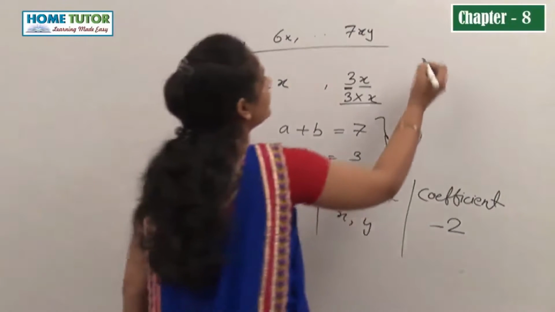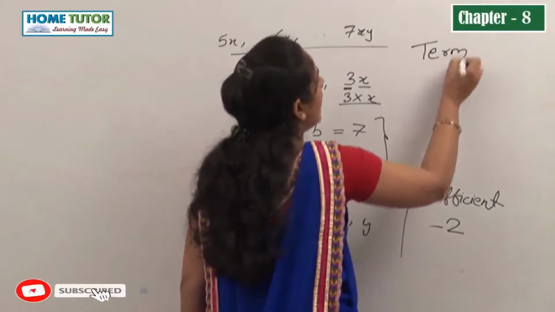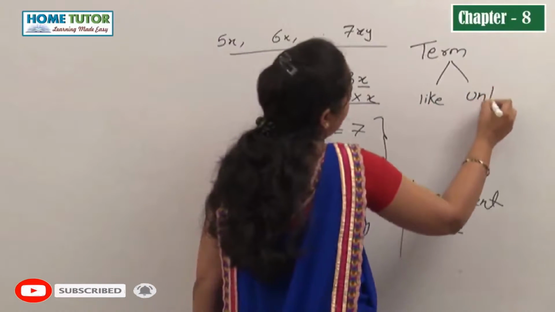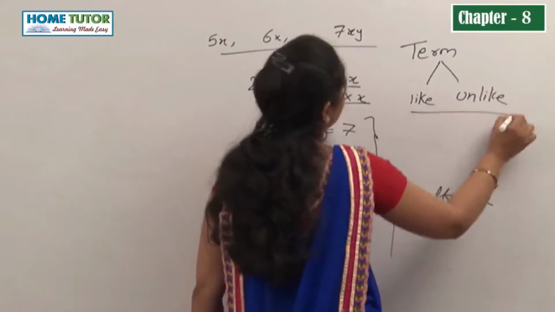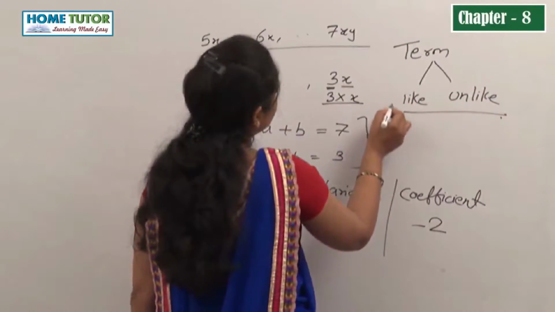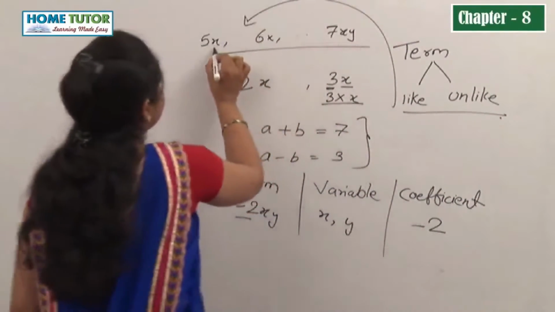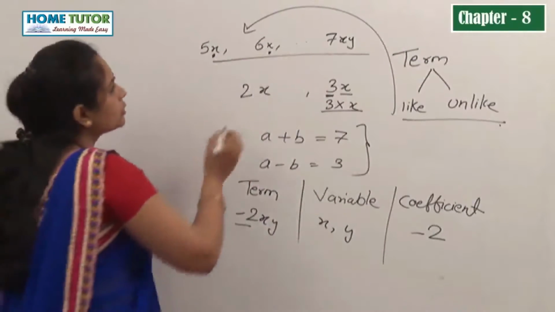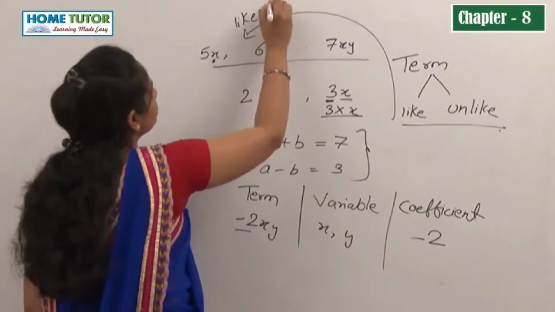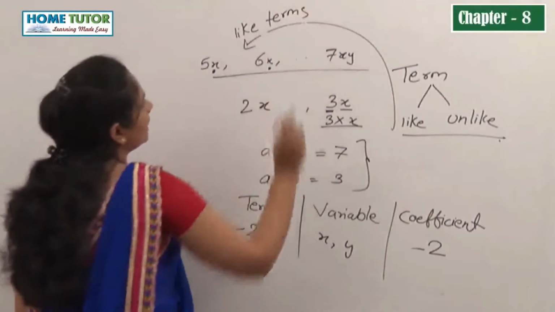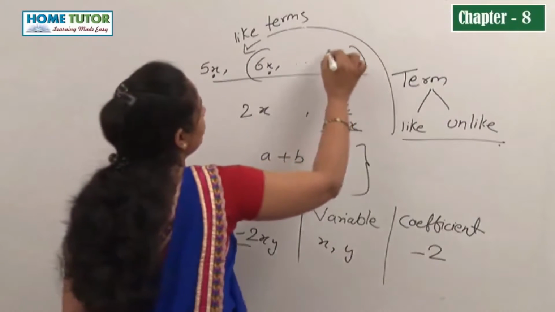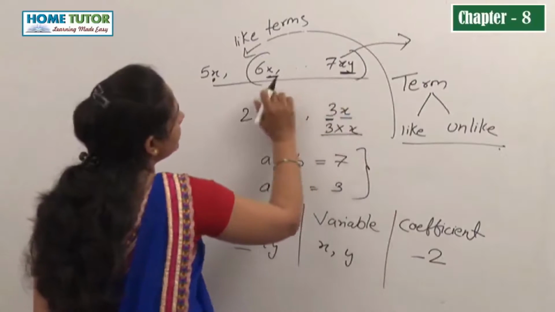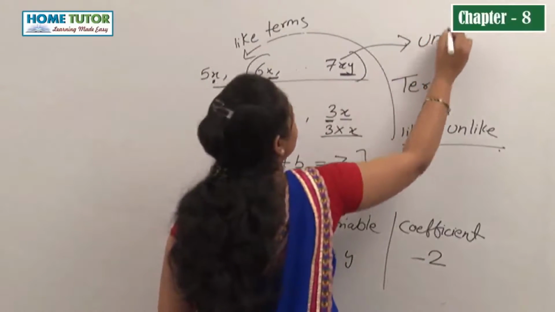Now, I can say these terms are of 2 types, that is like and unlike. Like terms are like this. See 5x and 6x. The variable is the same, x and x, so they are like terms. And this, 6x and 7xy. See x and xy, your variables are different. So it is unlike.